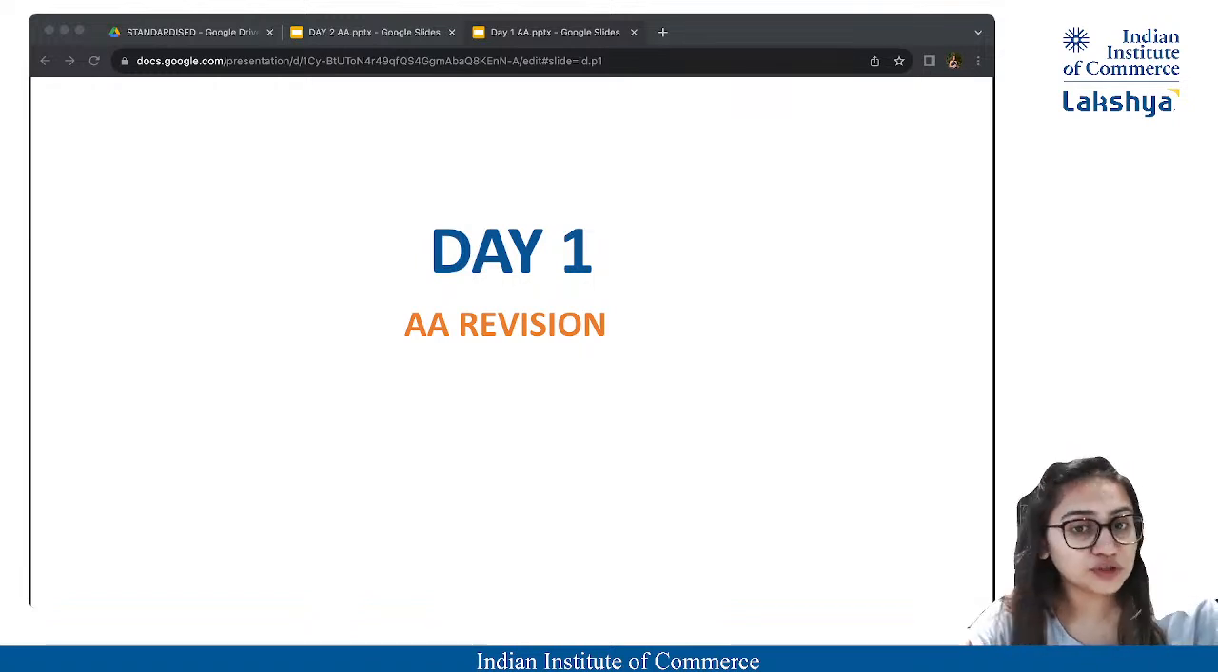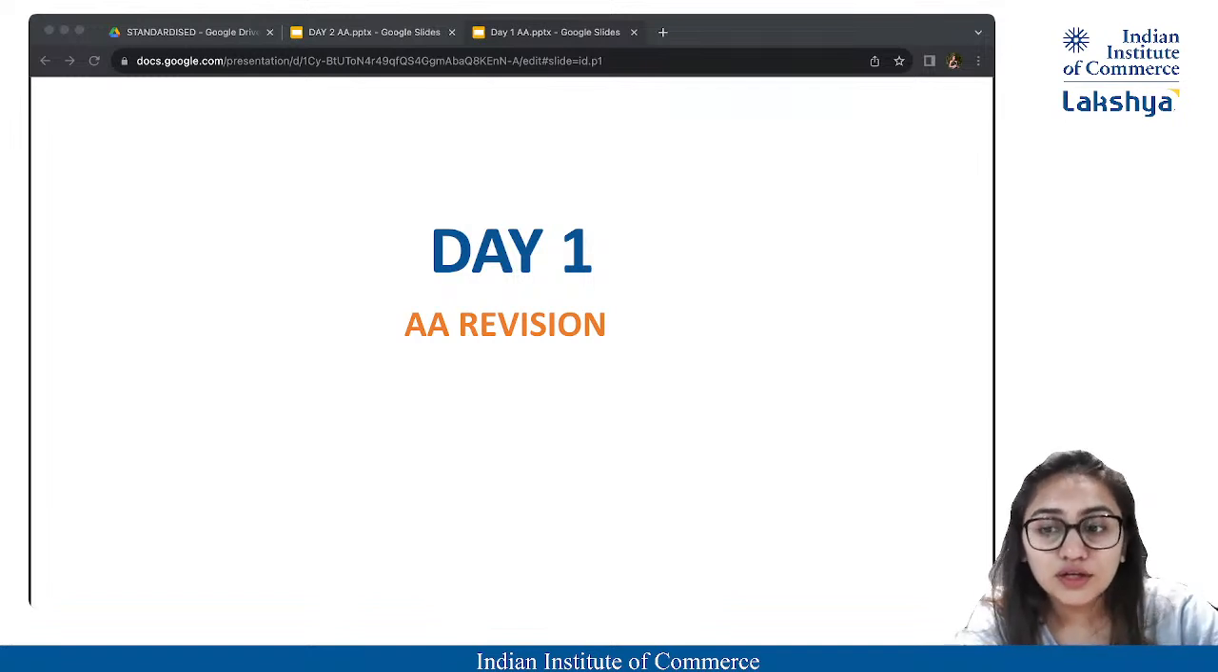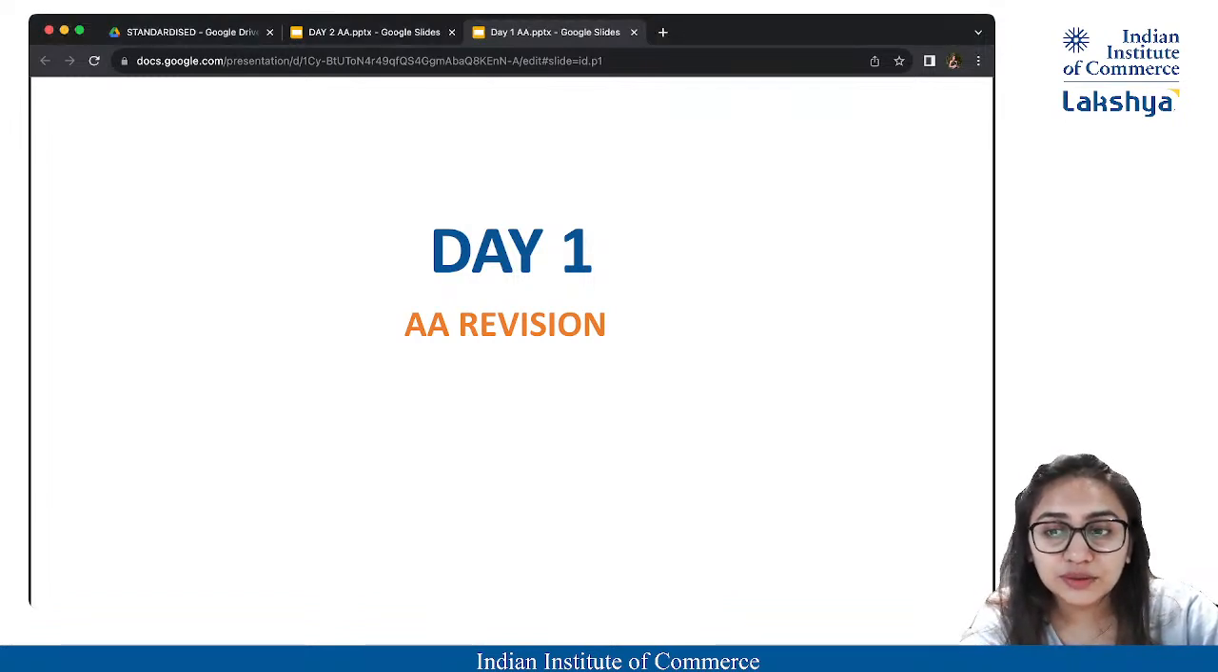Considering this is a professional paper, obviously we do not have any choice to leave anything for option. But we can at least focus on the points which are extremely important. So, proceeding with our AA revision day 1.